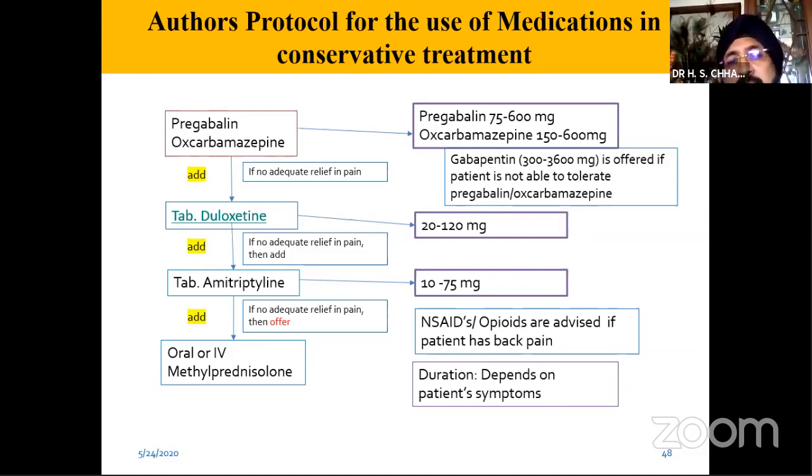We go up to 600 milligram of pregabalin also, if the patient can tolerate it well. We start with 75 and gradually increase it because people can have drowsiness and giddiness. And if they have drowsiness and giddiness, we would reduce the dose and add oxcarbazepine or gabapentin depending on that. So some people respond better to pregabalin, some to gabapentin. If they don't improve, we would even add duloxetine up to 120 milligram gradually, amitriptyline also.